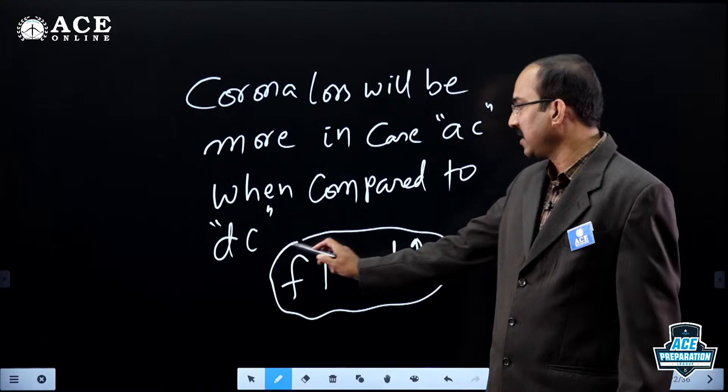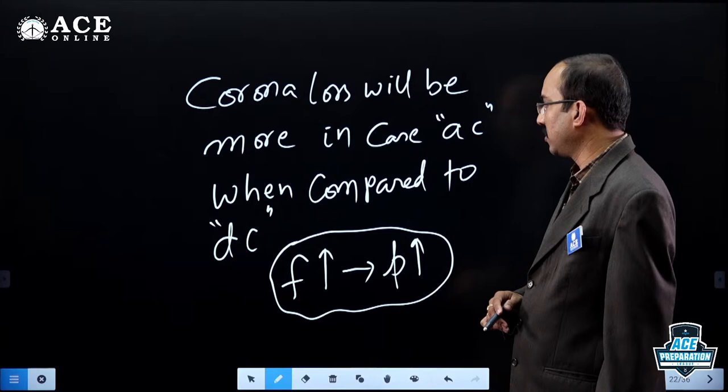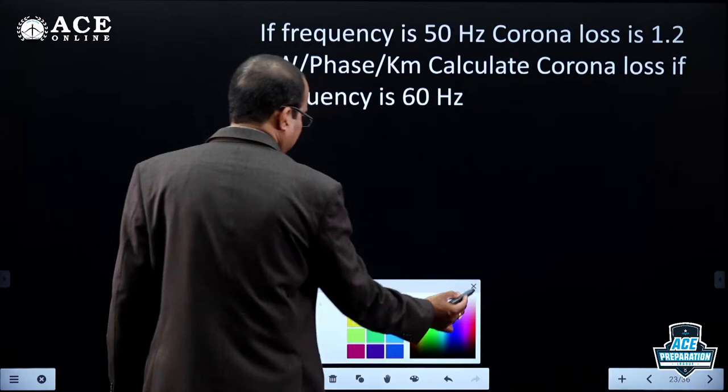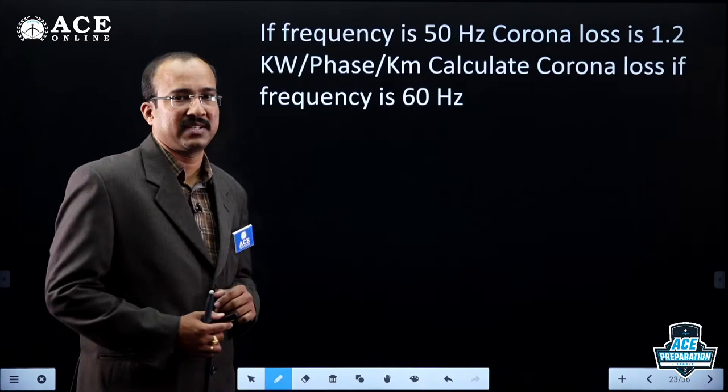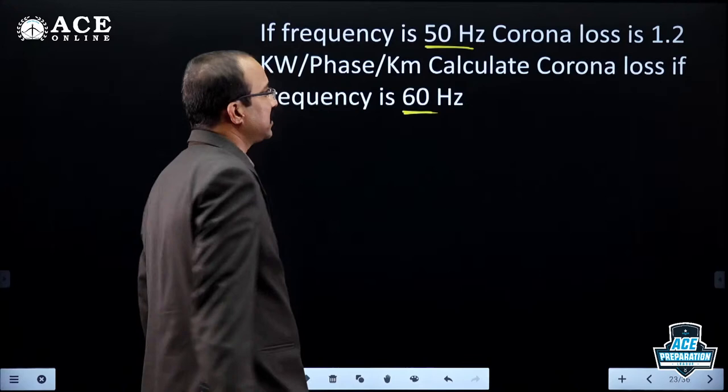Let us observe a problem based on this. Here, you can observe this. If the frequency is 50 hertz, the corona loss is 1.2 kilowatt per phase per kilometer. Calculate the corona loss if the frequency is 60 hertz. So, he is changing the frequency from 50 hertz to 60 hertz. What will be the change in corona loss?